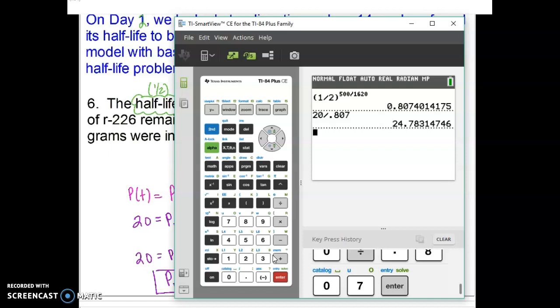Okay, so that was an example where we had to find the initial because we could just solve and type this in here. And when we did 20 divided by our 0.807, you get 24.783 grams.